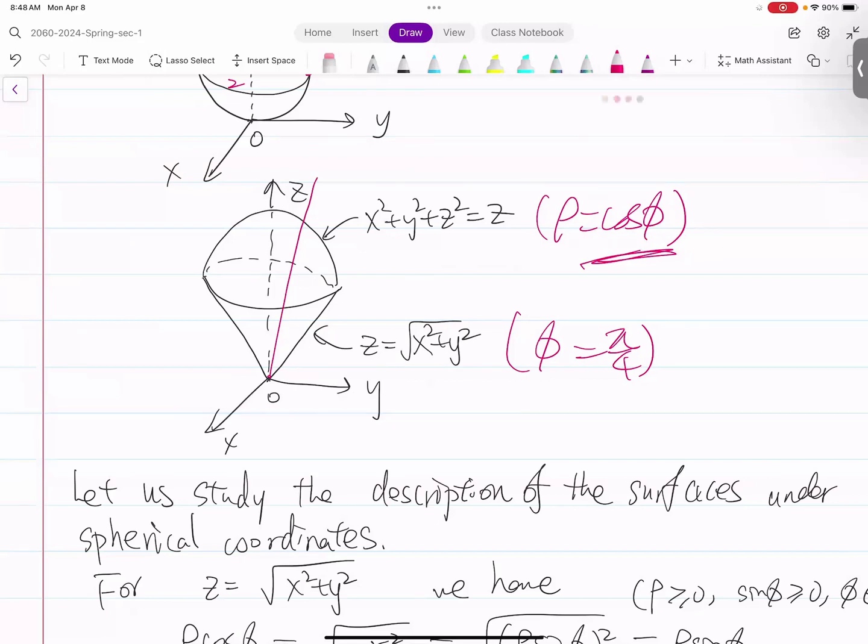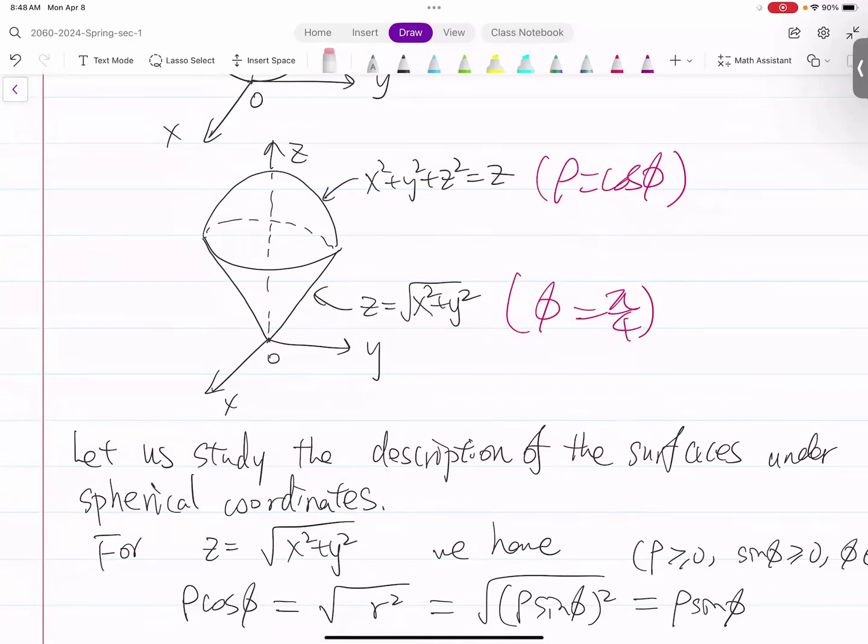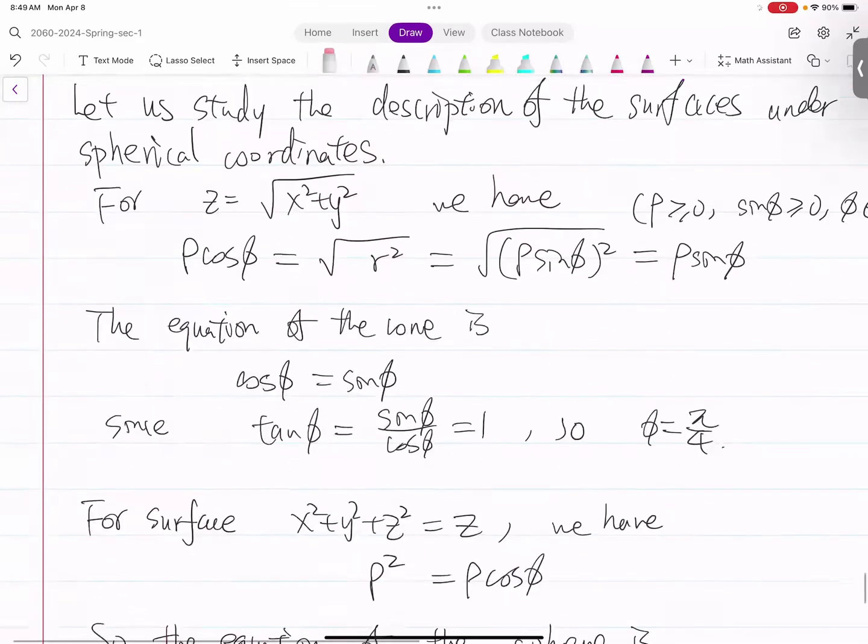And then for this cone, the rotation from the z-axis to the ray always has an angle that's less than or equal to pi over 4. So this gives you a bound for the angle phi. Since everything is symmetric with respect to the z-axis, theta is fine. So theta has an entire period. So we can describe the solid quickly.